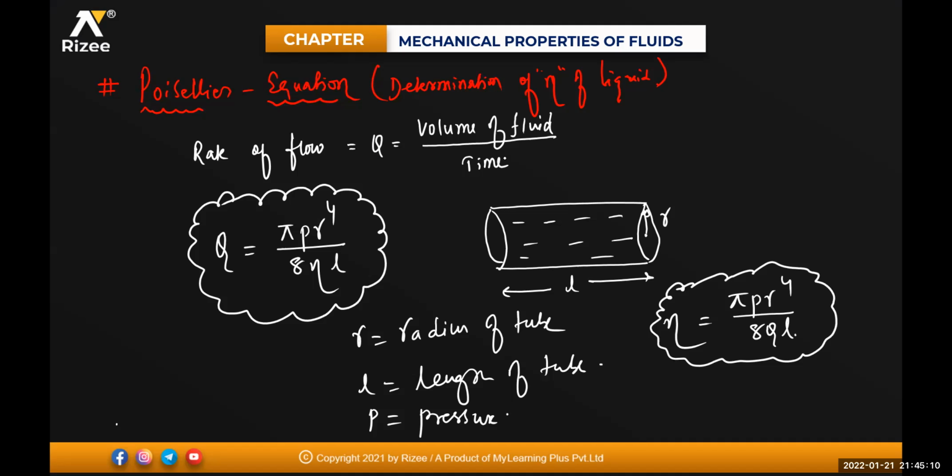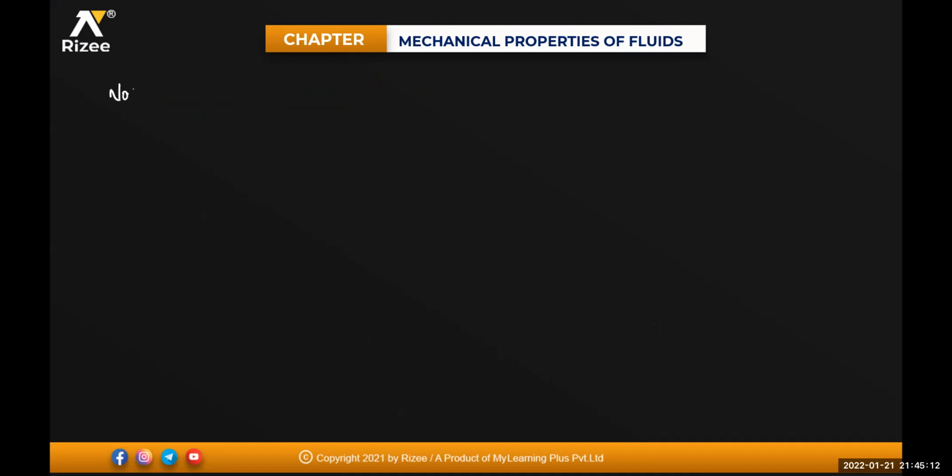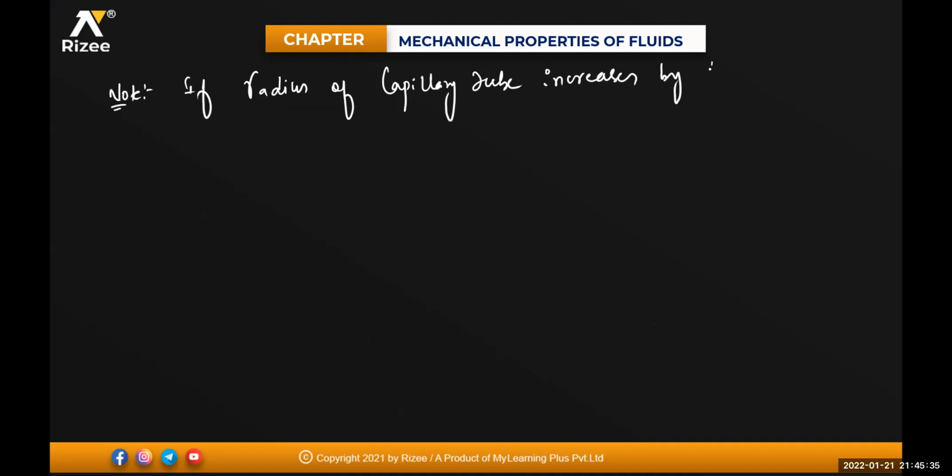Chalo, very good. Give a small note in this one, beta. If the radius of a capillary tube, that means a tube with a small hole, increases by 10%, find the percentage change in rate of flow.